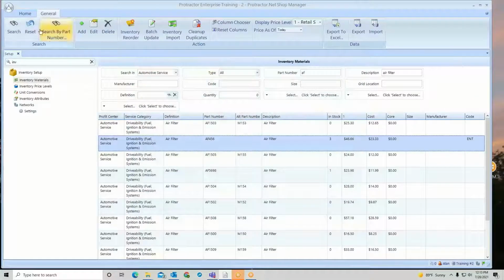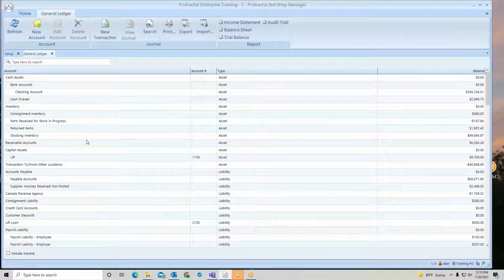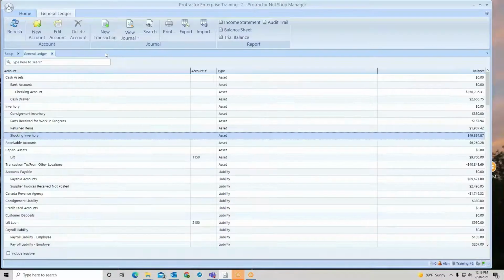Now, when I go back to the GL, and I go look at my stocking inventory, there's the change. That's the change in price right there. And then if I go look at my recounts, same thing.